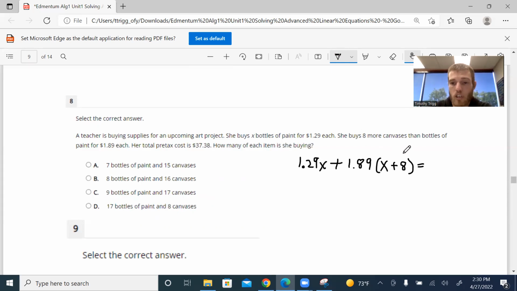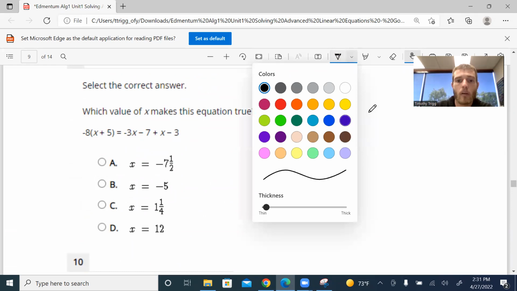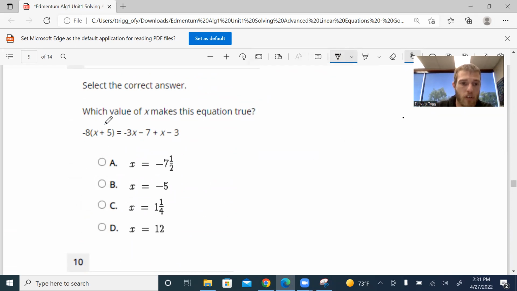In total, she spent $37.38. Okay. See if you can solve it from there. Which value of X makes this equation true? Essentially, they're asking you to solve for X. We've done this many times. So what would be our first step?